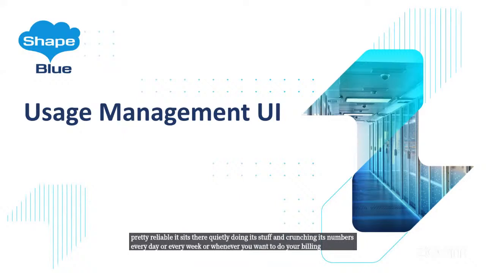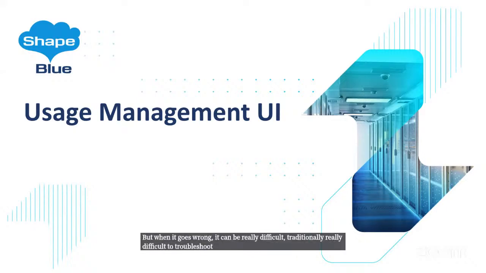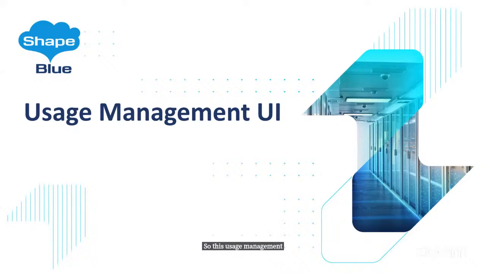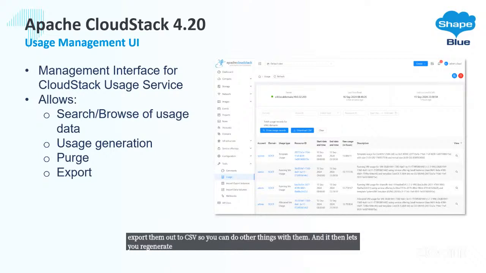But when it goes wrong, it can be traditionally really difficult to troubleshoot. So this usage management UI, which is an admin-only feature, is designed to allow you to troubleshoot the usage server. It lets you browse the usage data that's being generated, find entries, sort entries, export them out to CSV so you can do other things with them. And it then lets you regenerate the usage metrics in CloudStack.